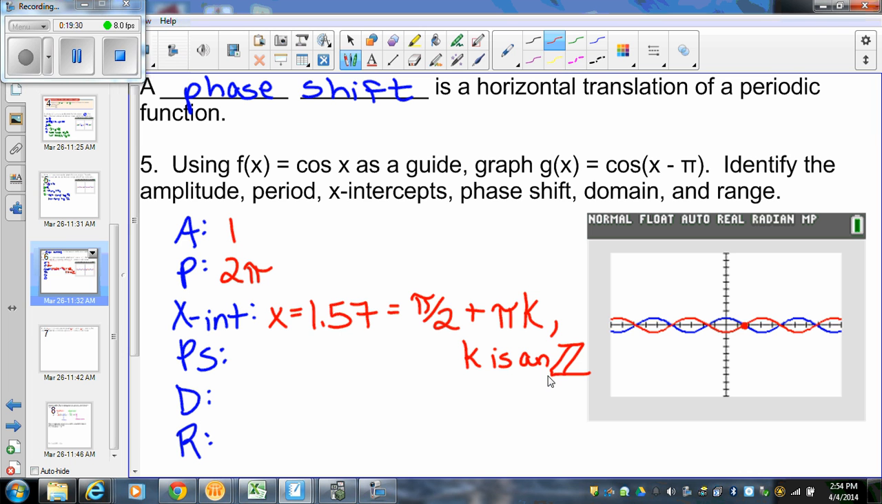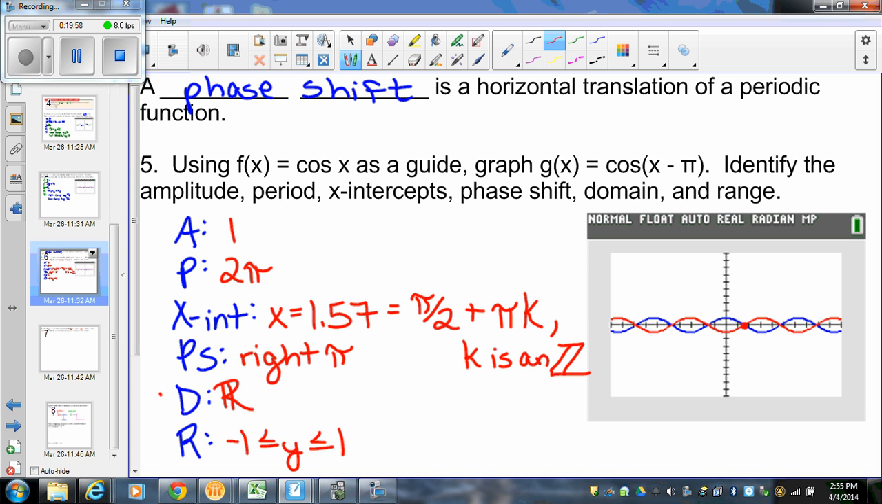Our phase shift then is just like sliding left to right. It's whatever value is inside the parentheses there, but we take the opposite. So our phase shift is right by pi units. My domain stays all real numbers, and my range did not change at all because my amplitude did not change. So it is -1 is less than or equal to y is less than or equal to +1.